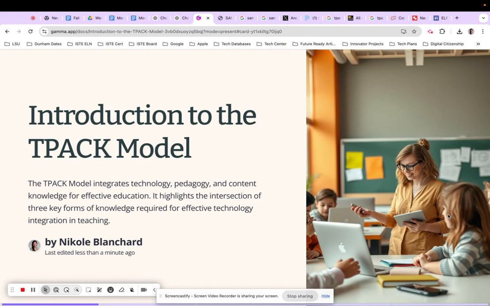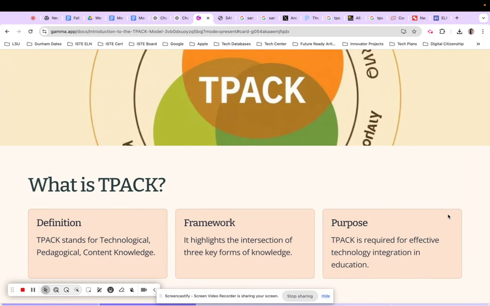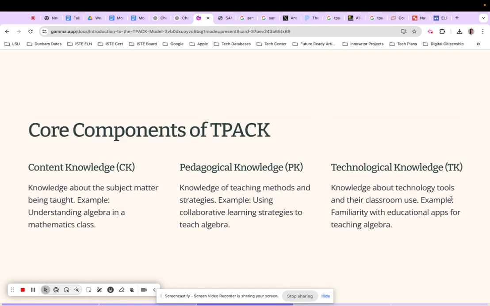So TPACK is a model that integrates technology, pedagogy, and content knowledge for effective education, so for teaching and learning. And so basically whenever we're thinking about TPACK, we're thinking about technology, pedagogy, and content. So it highlights the intersection between these three so that they naturally, seamlessly affect the integration of technology into education. So the folks that developed this believe that you really have to have an understanding of your content knowledge before you can really add that technology.